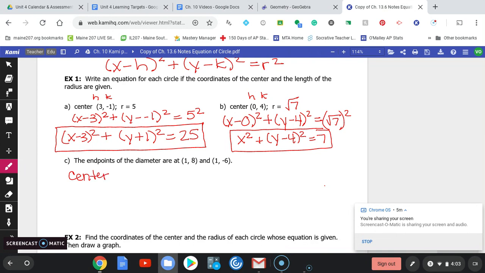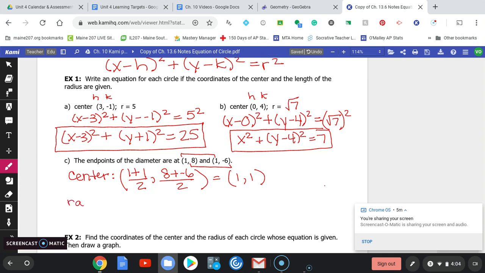And to find the center, remember, we average the x's and then we average the y's. So if I look at my x's, I'm going to average those two together: 1 plus 1, divided by 2. And then if I look at my y's, I'm going to average those: 8 plus negative 6, divided by 2, and that'll be the y coordinate. So then the center, which is the midpoint of the diameter, is going to be at (1, 1).